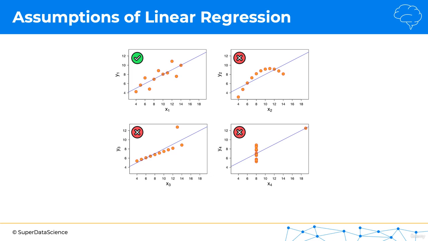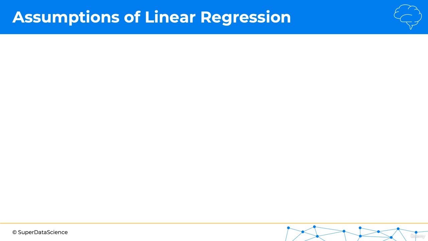These four datasets are called the Anscombe's quartet, and they illustrate that you can't just simply blindly apply a linear regression. You have to make sure that your dataset is fit for using linear regression. And that's where assumptions of linear regression come in. So let's have a look at them. There's going to be 5 assumptions in total, plus an extra check.